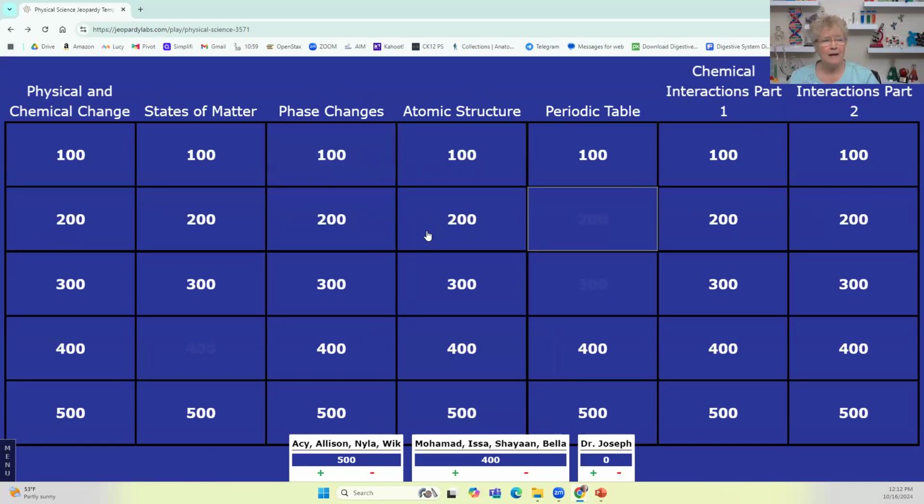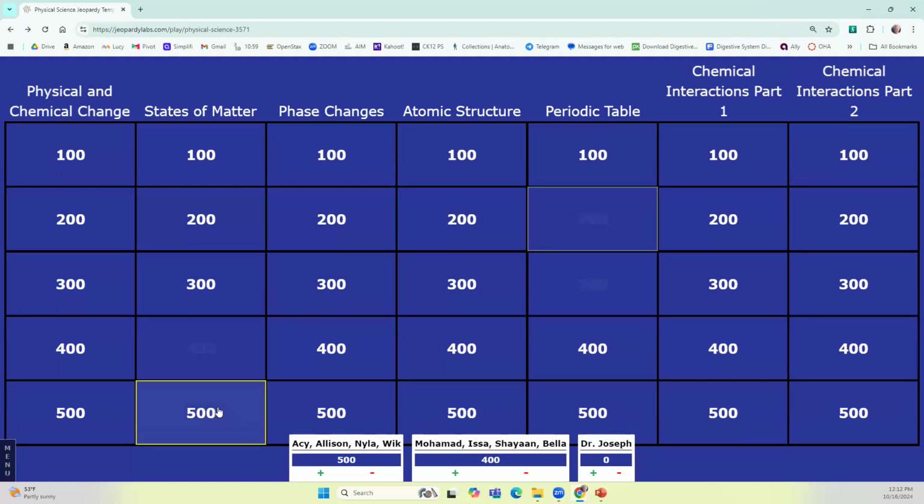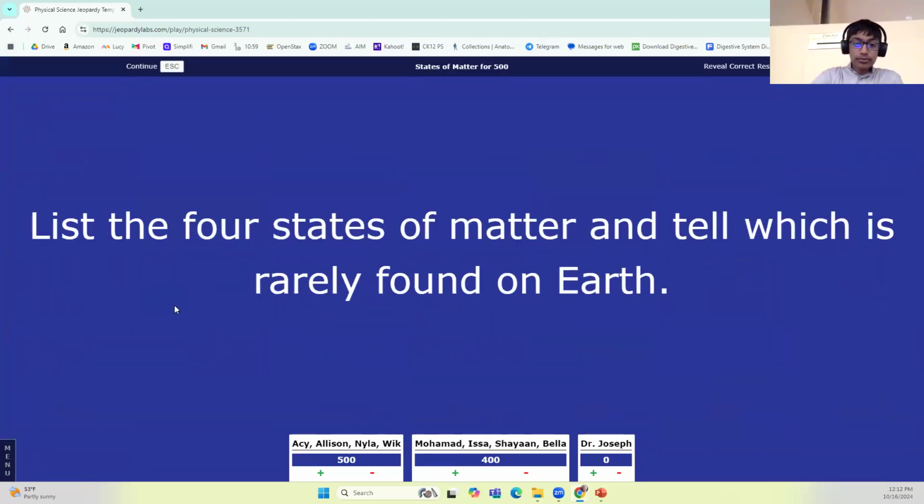Cheyenne, pick a category and a point value. States of matter 500. Remember, you guys have to have your cameras on unless your parents have let me know that you have a camera problem. All right, there we go. List the 4 states of matter and tell which is rarely found on Earth.